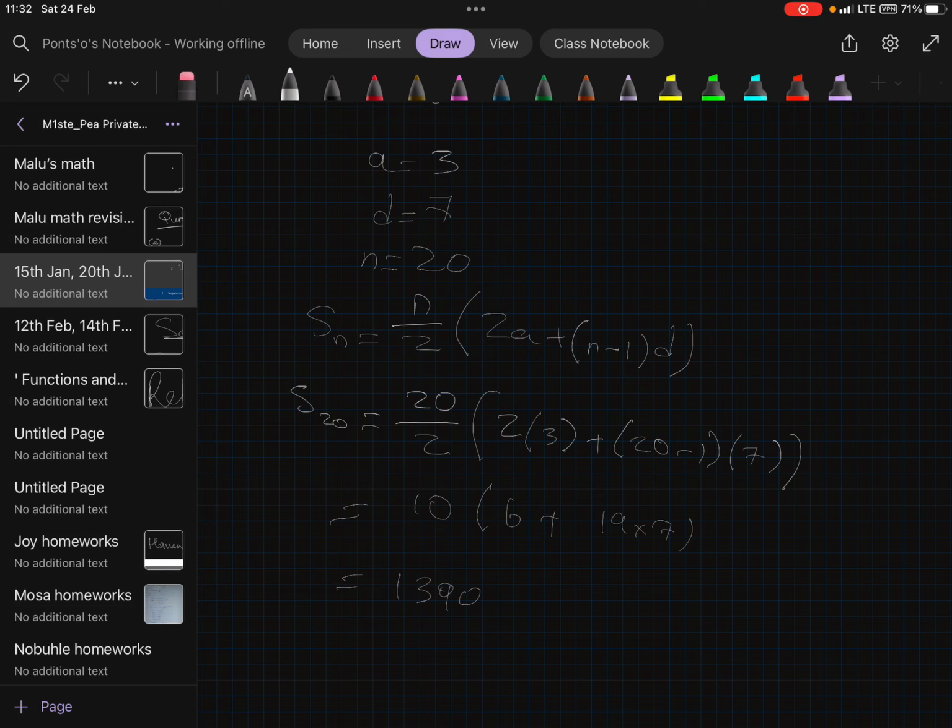I think it's going to be 130, because I didn't multiply with the 7, that's correct. So anyway, you can say 19 by 7, and then you add 6 to that, and then you're going to multiply it by 10. And then you get the correct answer. So let's try that quickly. Take the n, which is 20, and subtract 1.